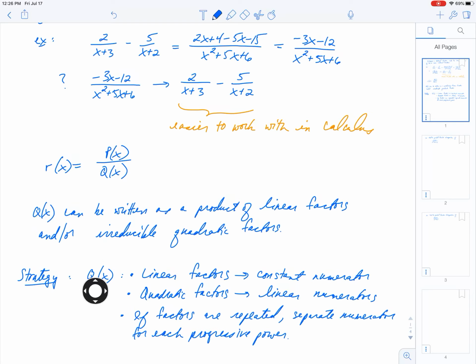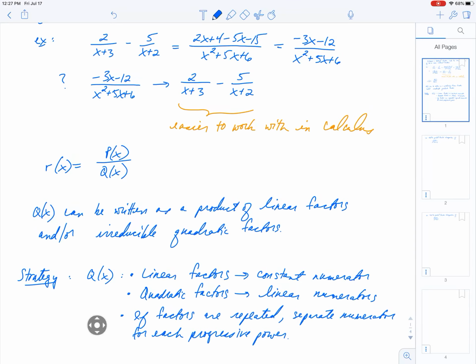Now our strategy for partial fraction decomposition is going to be based upon the denominator q. We're going to factor it into linear and irreducible quadratics. For linear factors, we're going to write expressions that have a constant numerator. For quadratic factors, we're going to create expressions with linear numerators, that is, numerators with x to the first power. And the third rule is that if factors are repeated in q, we're going to have separate numerators for each progressive power, as I'm going to illustrate.